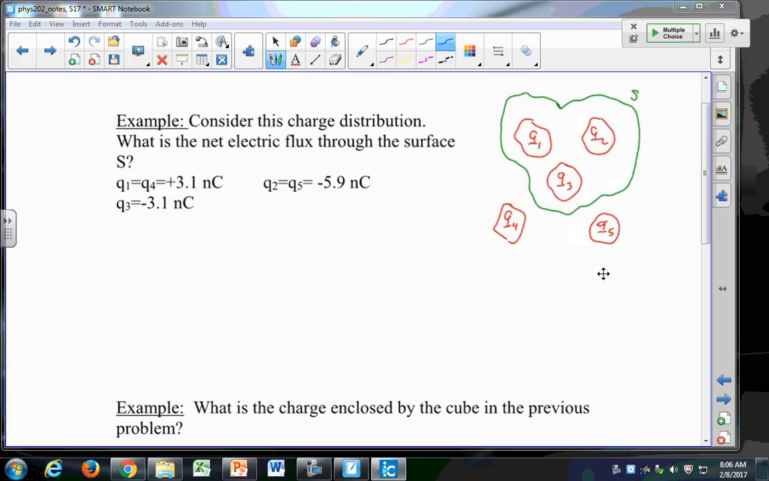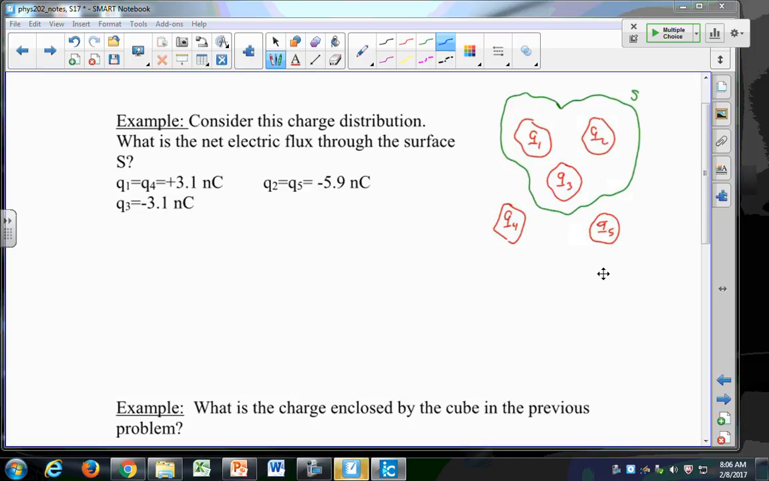Which charges are you going to consider for Gauss's law? Only 1, 2, and 3. They're the only ones inside of the Gaussian surface. Now, there are flux lines that come out of 4 and 5, but for example, Q4 is positive and this is negative. So you can imagine that there are flux lines that travel through the surface, but whatever flux lines go in also come out. So the net contribution of those flux lines is going to be zero. So I only consider the charges that are inside.